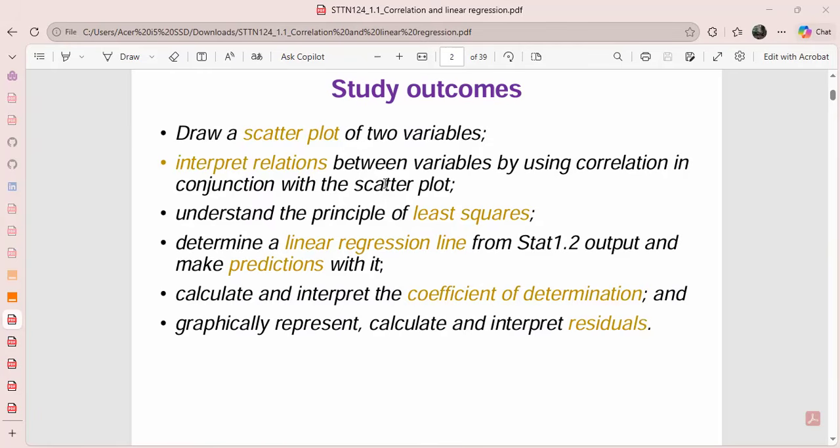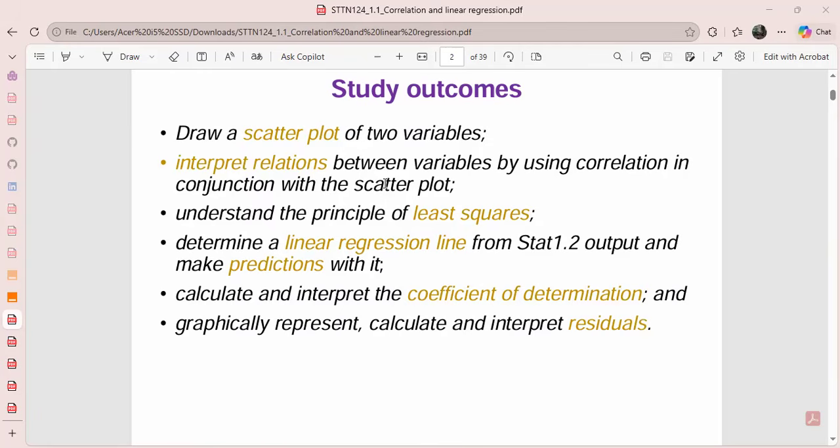You also know about the residuals from Sttn 311. Now, with the Sttn 124 module, you will be given what we call stat 1.2 output. You'll be given this stat 1.2 output, then another stat 1.2 output, which is multiple regression. Then you have to make predictions. You have to analyze that stat 1.2 output and answer the questions based on it. But you can't answer the questions based on that stat 1.2 when you don't understand the basics, which is something that I'm going to explain now.